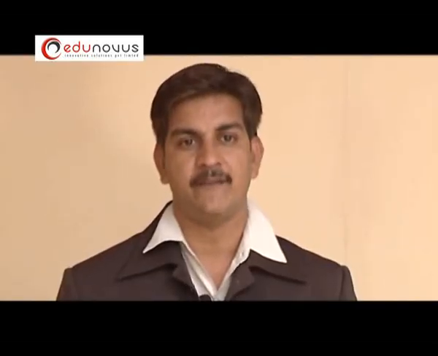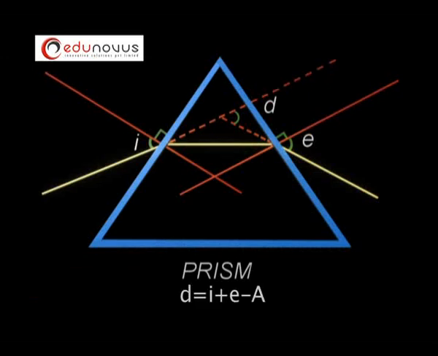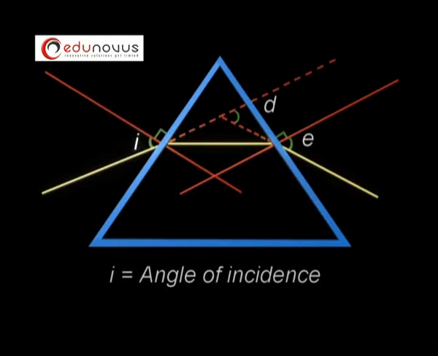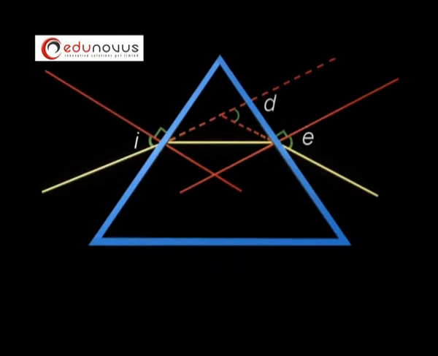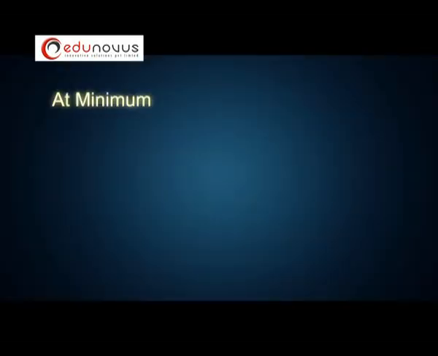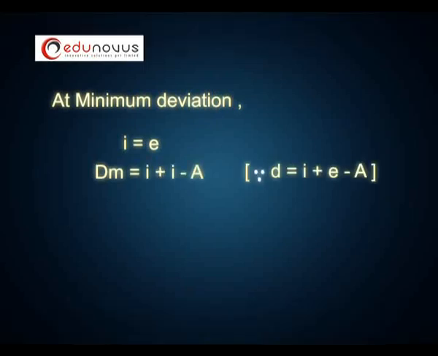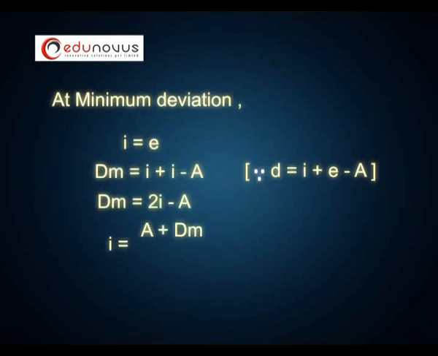Now, in the given prism, the angle of deviation D is equal to i plus e minus A. i is angle of incidence, e is angle of emergence, and A is angle of prism. Now, in the minimum deviation condition, i is equal to e. Then capital Dm is equal to i plus i minus A, which is equal to 2i minus A, given by i is equal to (A plus Dm) by 2.